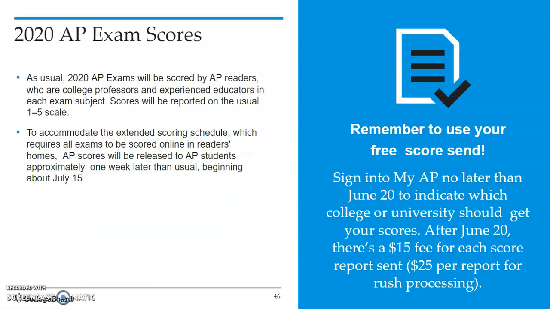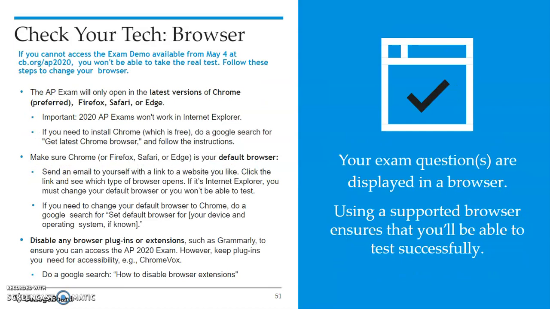Exam scores, again, as usual, the exams will be scored by the AP readers on a 1 to 5 scale. 3, 4, 5 are considered passing, and your scores will be released beginning the week of July 15th this year. So again, beginning the week of July 15th, your scores will be released. 3, 4, and 5 are passing. All of you should be in a position to get that 3, 4, 5.